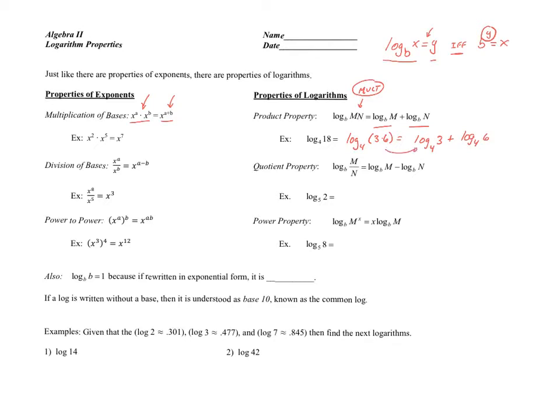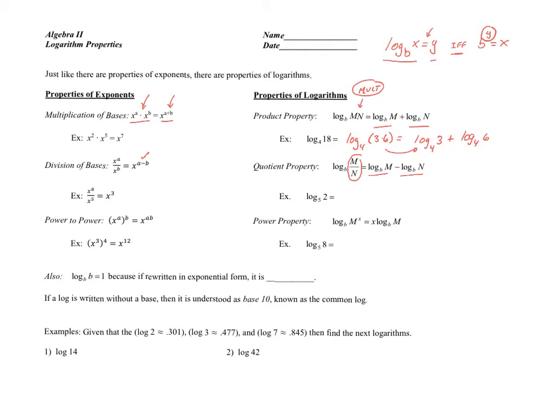Let's go back to the properties of exponents. When we had division of the bases, x to the a divided by x to the b power, what did we do? We subtracted the exponents. Well, the quotient property of logarithms says that when we have division within our argument, m over n, we can subtract the logarithms, the log base b of m minus the log base b of n. Again, what is a logarithm? A logarithm is an exponent, so it makes sense that we're subtracting the exponents here.